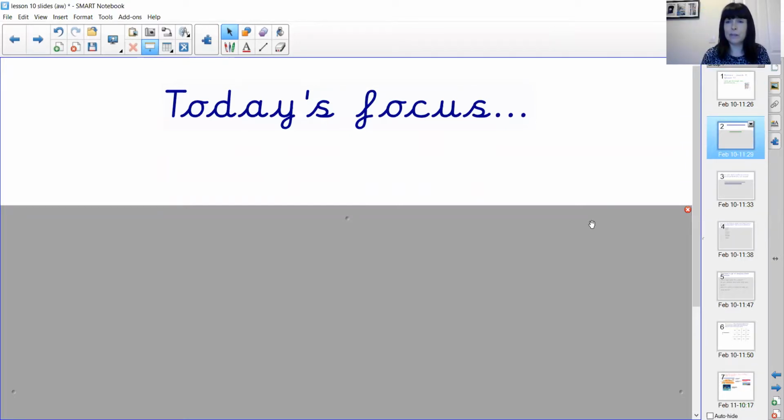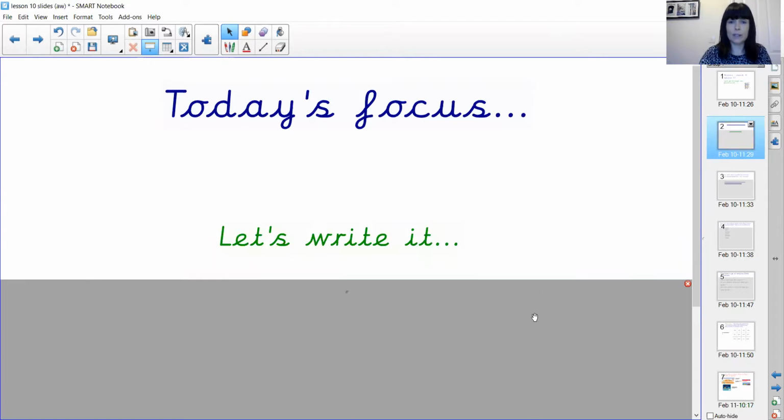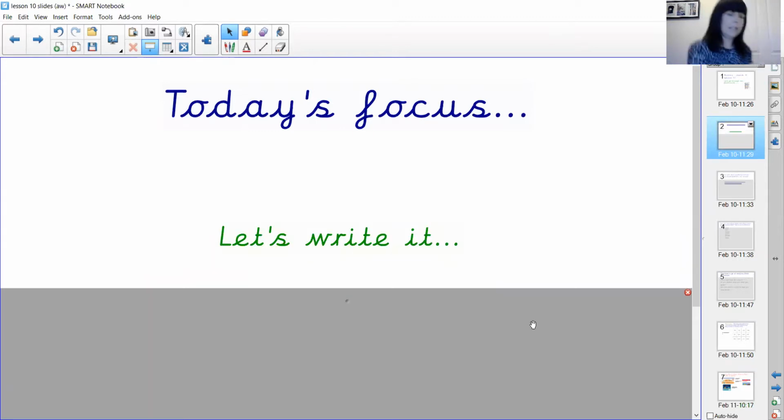So can you say it with me now? Or. Okay. Let's have a look how we write that digraph then. It is a digraph. It needs 2 letters to make that sound. So we need an A first, and then we need a W.